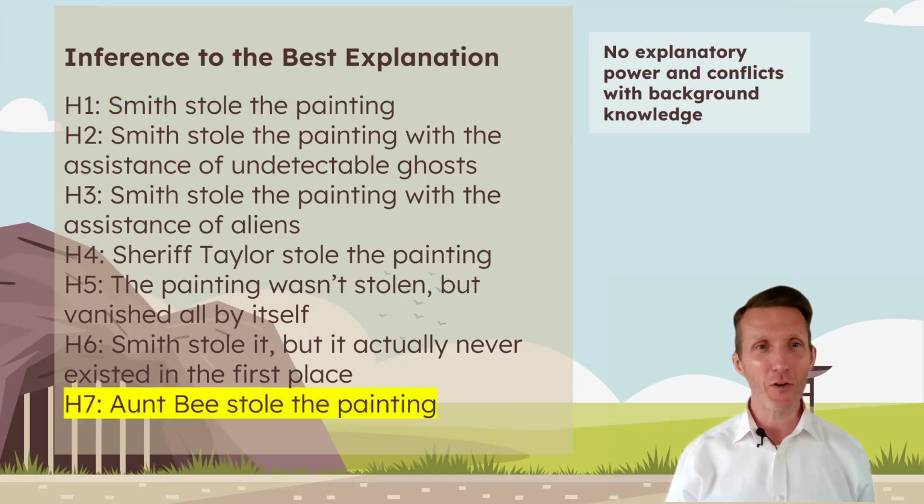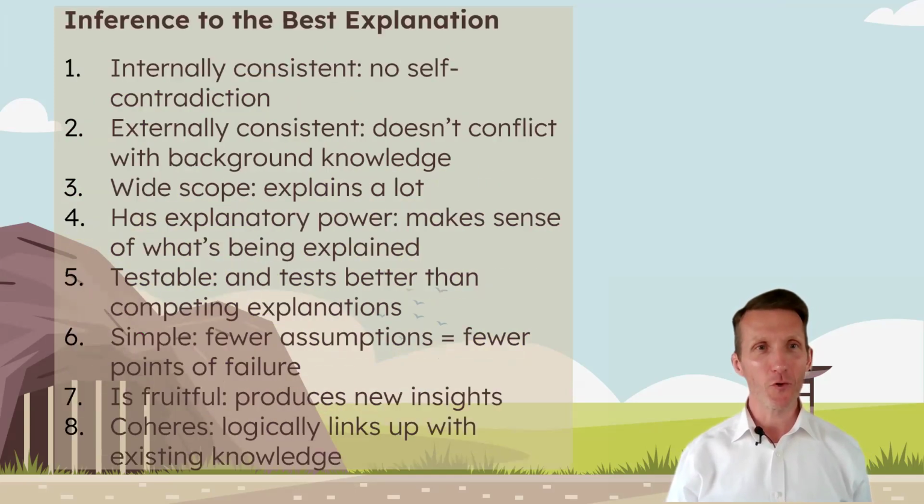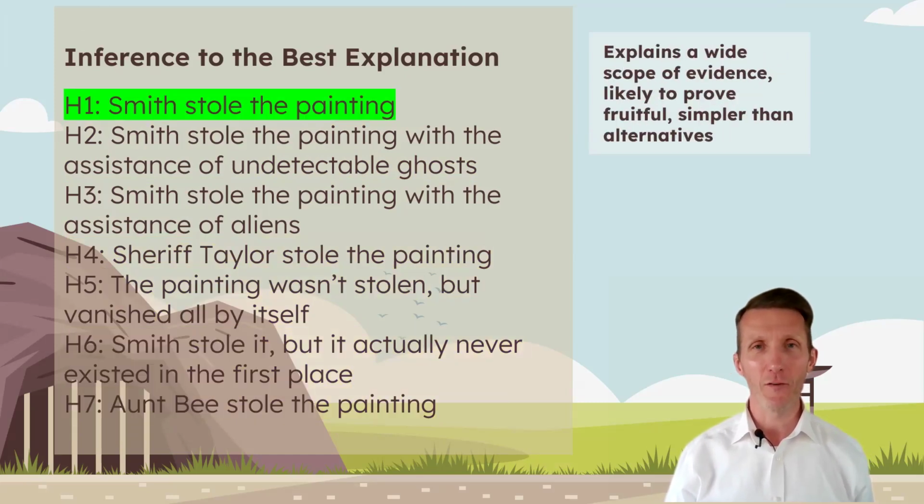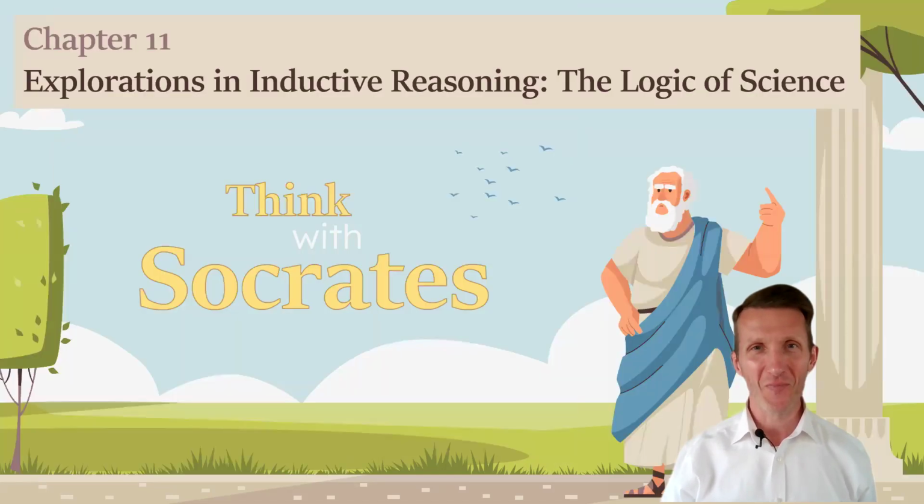Think about these different criteria that we use to judge whenever you're listening to various explanations for various phenomena. You're probably doing that intuitively already, but now you've done it officially as a real official junior philosopher and critical thinker. Okay, that's chapter 10. Coming up next, we've got chapter 11, Explorations in Inductive Reasoning, focused on the logic of science.